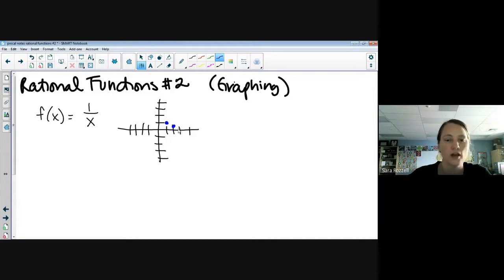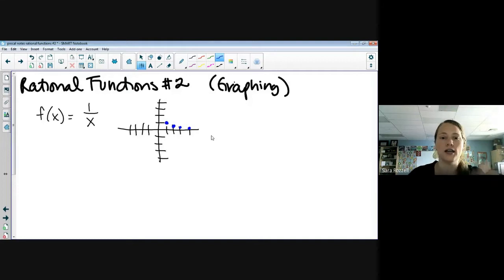What's 1 over 3? You can mouth it. It's a third. So when x is 3, y is a third. Same thing, x is 4, y is a fourth. It's going to get closer and closer to the x-axis, but we're not actually going to cross it on the positive side, because if you have 1 over a number and that number is positive, isn't 1 over a positive number still going to be a positive number?